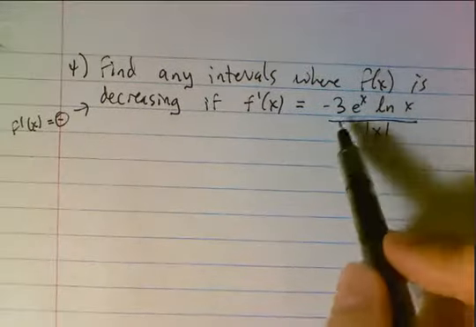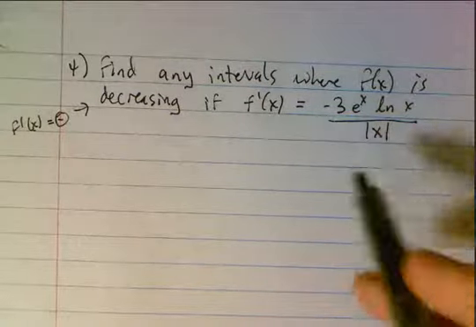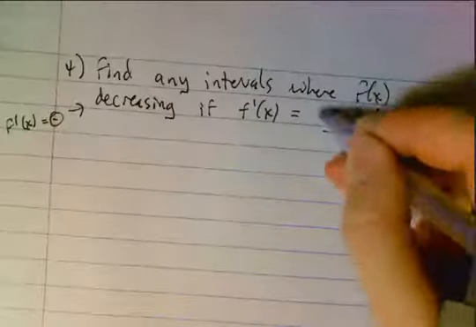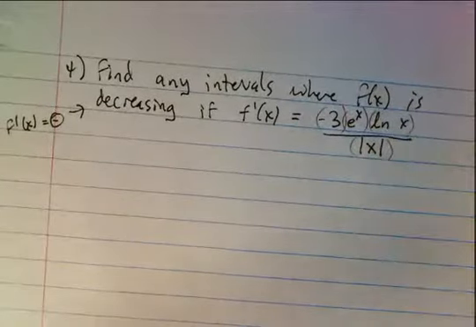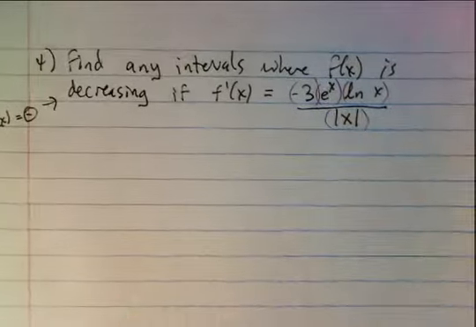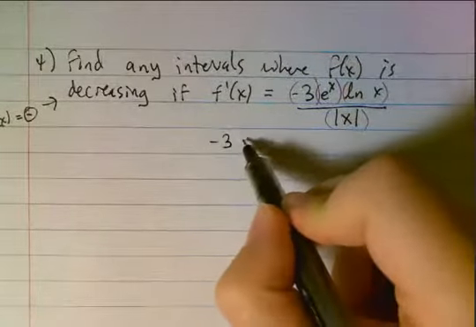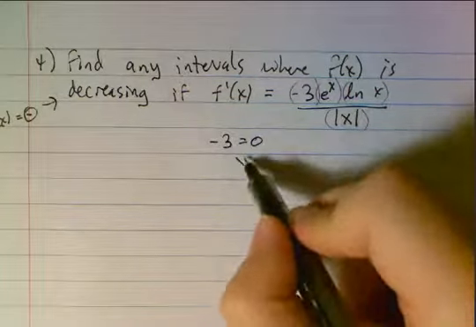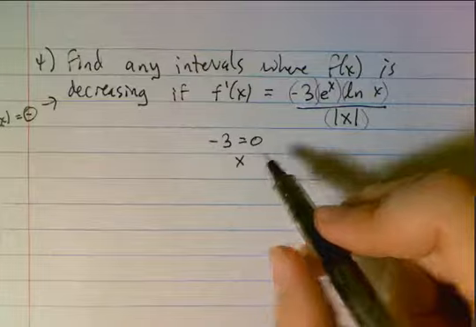So we want to first figure out what the critical values are, what makes this be 0 or undefined. So we've got several factors here. We've got this -3, an e to the x, a natural log of x, and an absolute value of x. So we've got critical values wherever any of those equals 0. So first we say, what makes -3 equal 0? Well, nothing. -3 always equals -3. So, no number to put on.